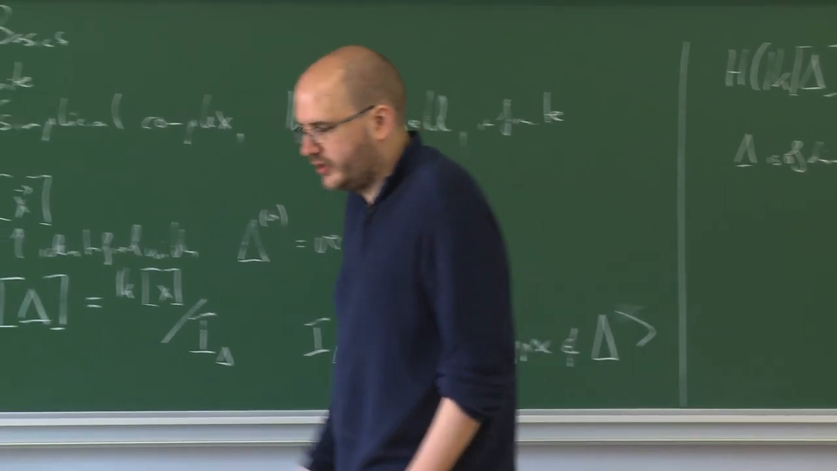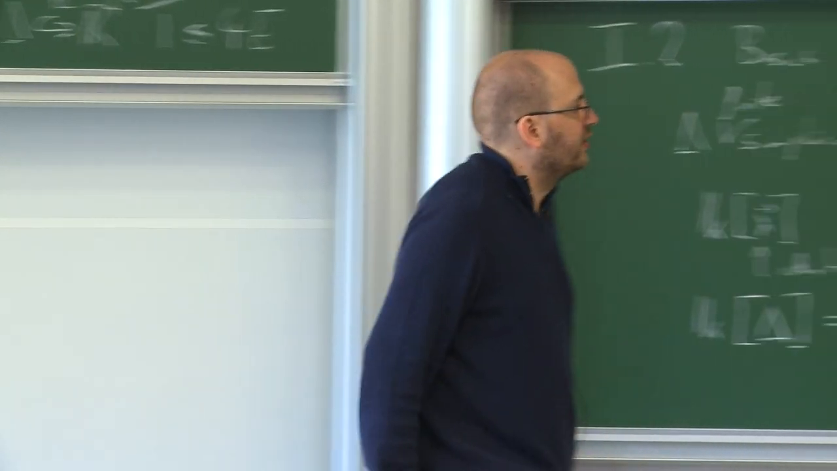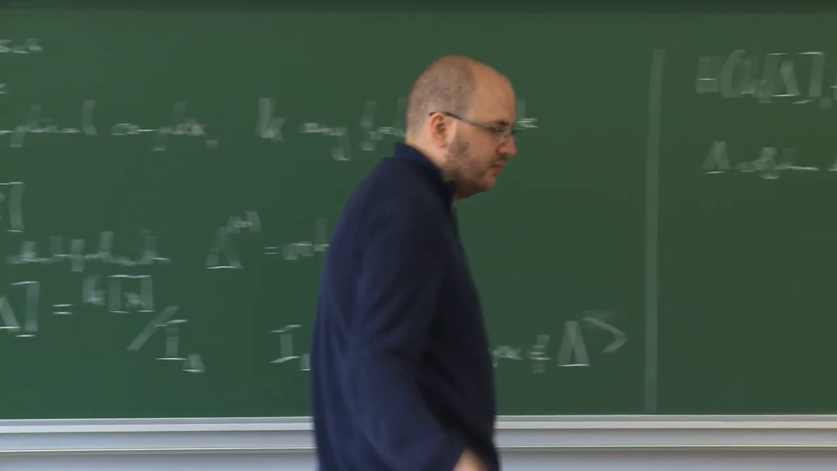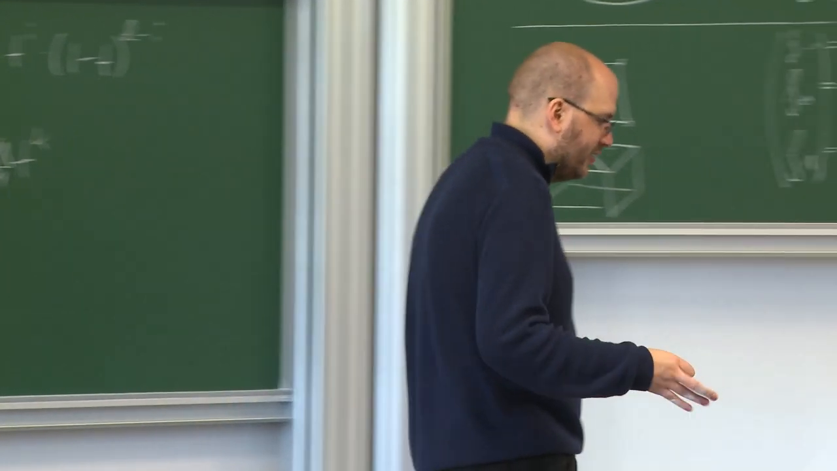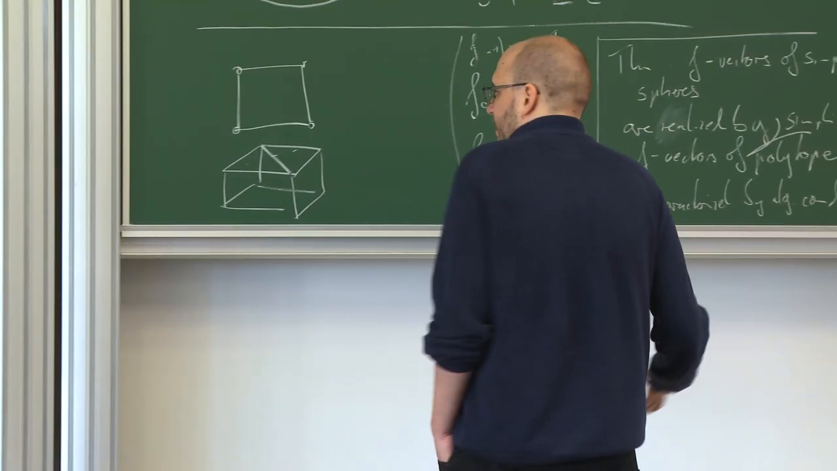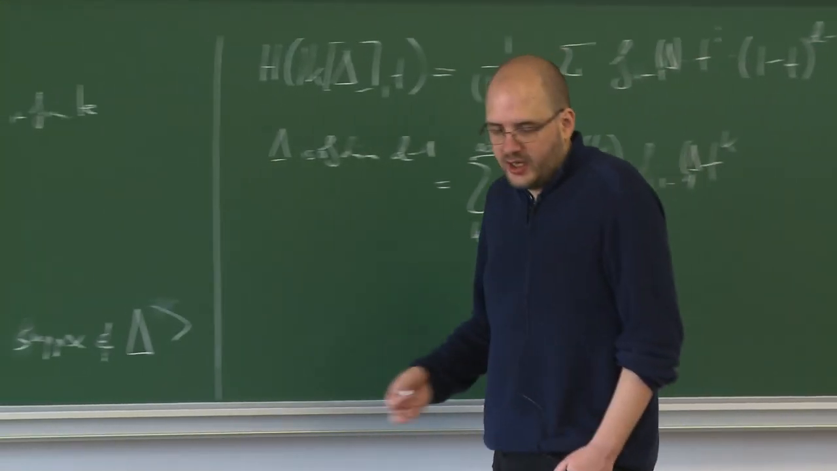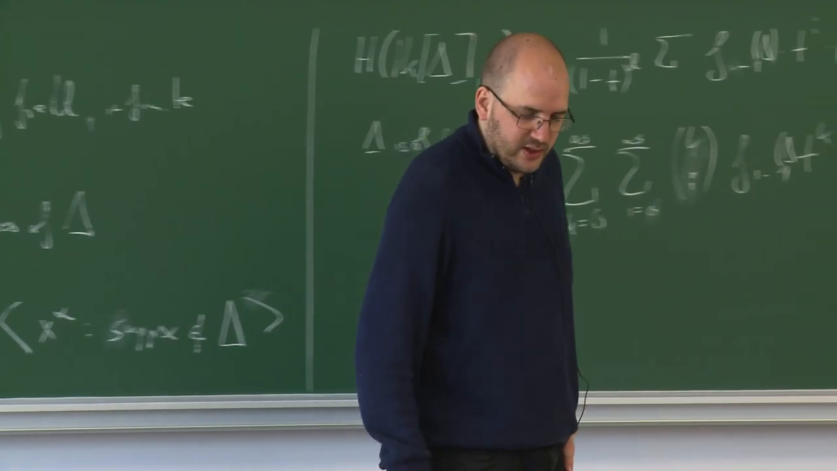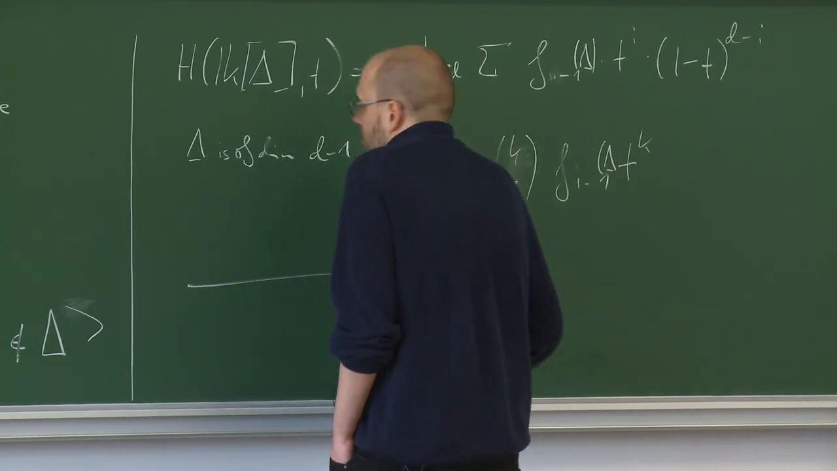But that's, of course, an infinite dimensional object. As a ring, it's infinite dimensional. I'm sorry, as a vector space, this is infinite dimensional. As a ring, the Krull dimension is, of course, finite. And then you have this face ring.